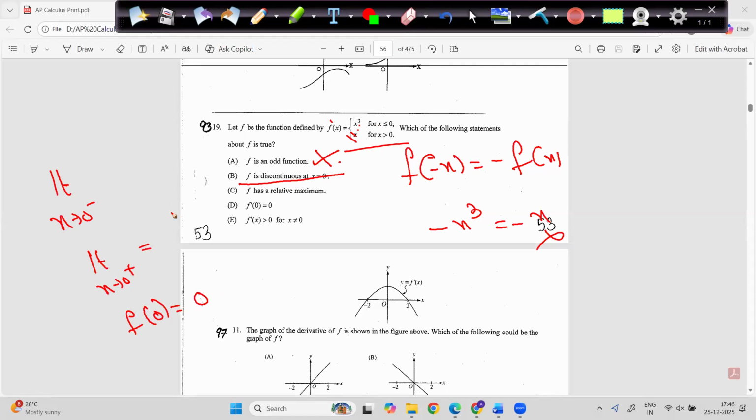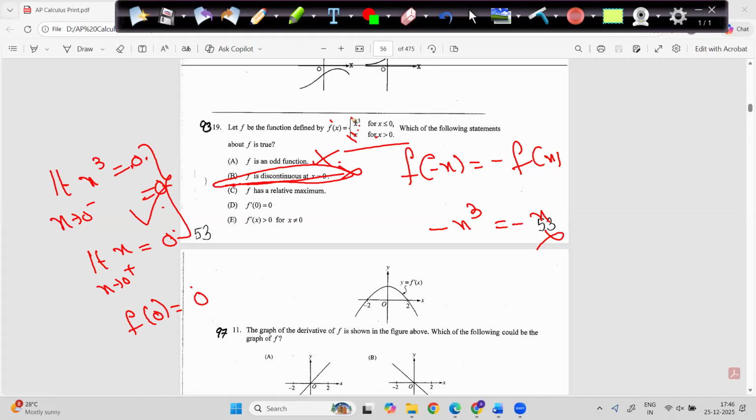Limit x tends to 0 plus. What is limit x tends to 0 plus in the given function? X. So limit x tends to 0 plus is x, so 0. Limit x tends to 0 minus x cube, which is also 0. Both the limits are 0. So the limit is 0 and is equal to f of 0. The function is clearly continuous. It is not discontinuous at x equal to 0. So B for Bangalore is the wrong answer.